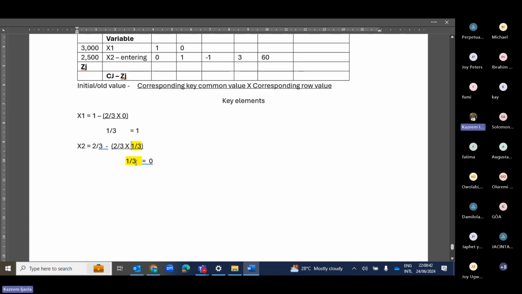Let me make it easy now. This 1/3 will cancel this 1/3. So when this one cancels this, just take this one minus this one, it will be 0. I cannot speak grammar like Fumi, so I just make it easier. Just cancel this one with this one, and you are good. Abi?